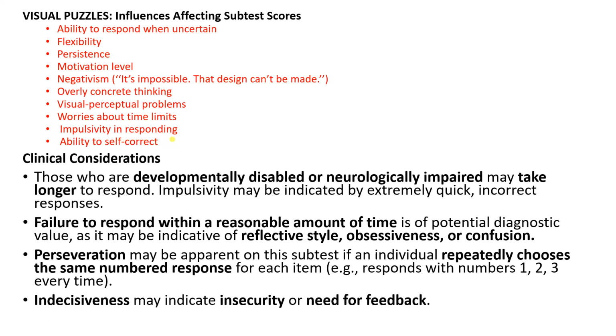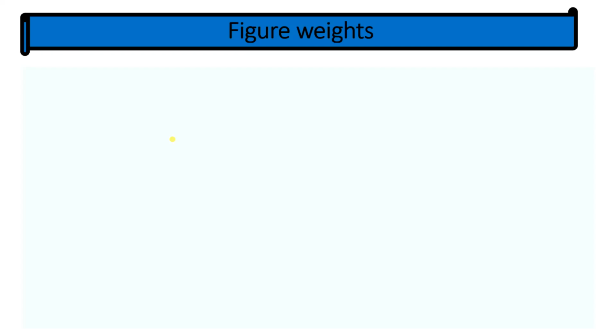Again, perseveration, like the last task, may be apparent on this subtest also, and in the same way, using the same number, either 1, 2, or 3, each and every time, will be an indicator of perseveration. And similar to the previous one, indecisiveness may also be present on this test, as in either this is correct or that one is correct. This indecisiveness will indicate either of the two conditions: either the individual is feeling insecure, or he or she is requiring some feedback.